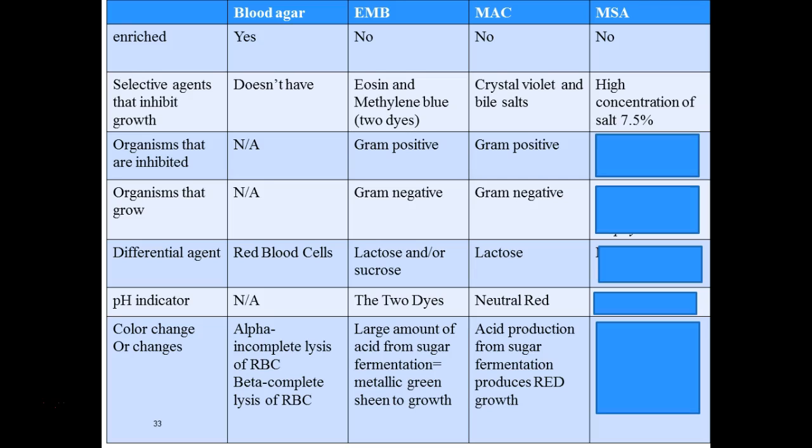So who is it going to inhibit? If we've got a lot of salt, it's going to inhibit the ones that don't like salt, the ones that aren't salt tolerant. So non-salt tolerant organisms will be affected. So who's going to grow? The ones that can tolerate that salt. The most common ones we're looking for are staphylococci, a pretty salt tolerant group of bacteria.